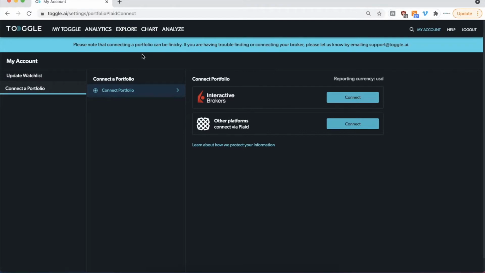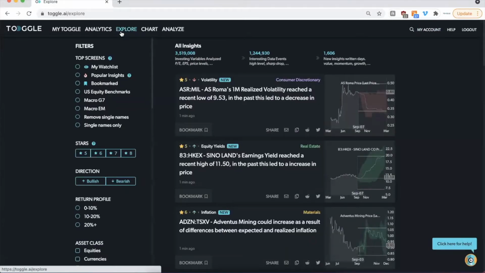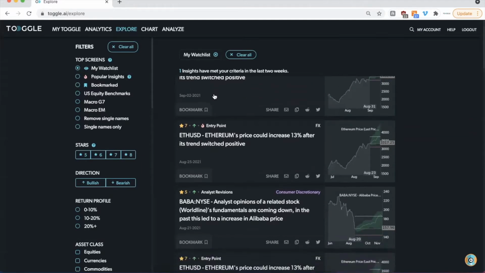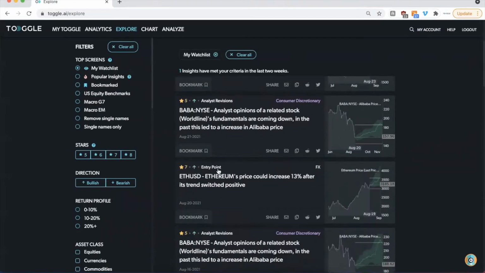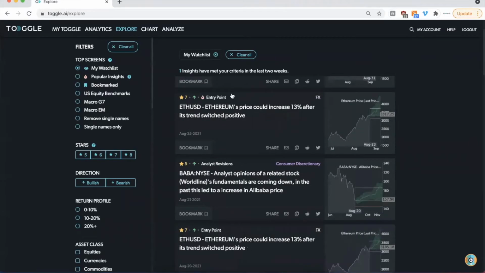So once you've added assets to your watch list, how do you keep track of them? Two ways to keep track of insights relating to assets on your watch list. Firstly, if you go to the top screens on the Explore page, which is the landing page, you have a My Watchlist filter. And when you click that, the system brings together all the insights that have met my criteria in the last 2 weeks. Since I only picked a few assets on my watch list, I don't really have too many insights relating to them. But the more assets you have on your watch list, the more insights you have, which will pop up here.